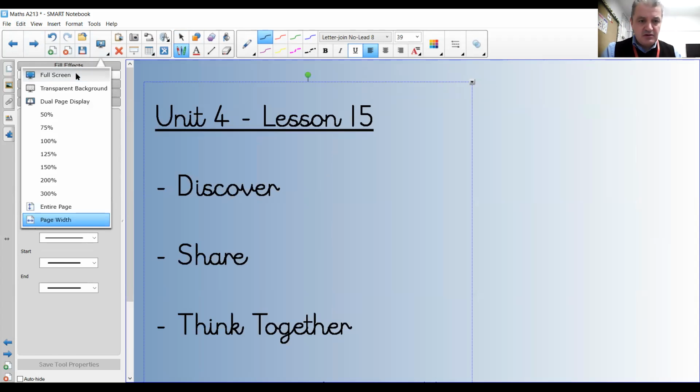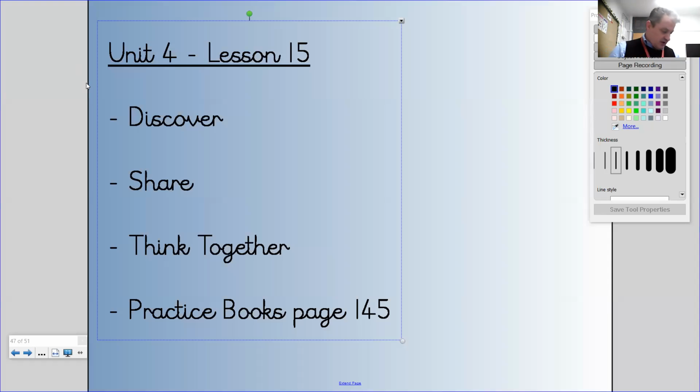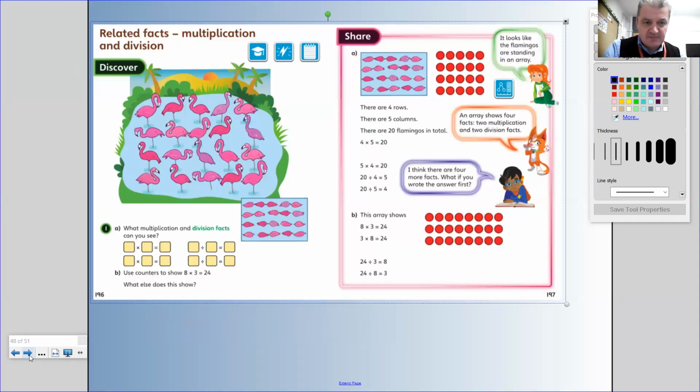What we're going to be doing, again, is division related to multiplication, related facts. So we'll get on with the lesson. The first image I've got in my Discover is a representation of what looks like flamingos in a lake, and they are in the shape of an array.